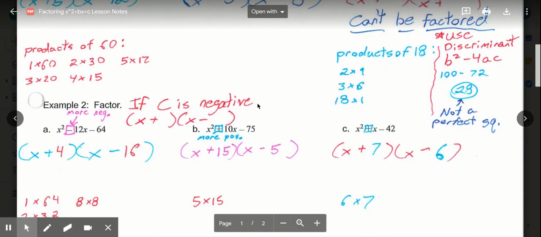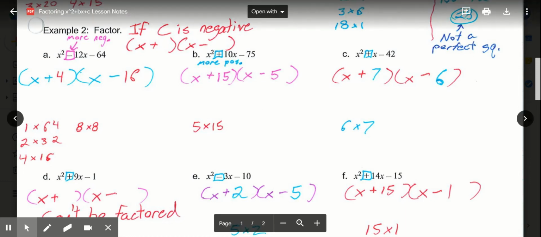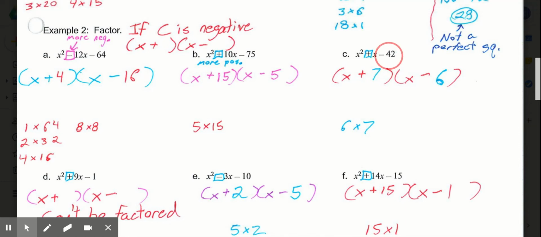Now in example 2, we're going to look at what happens if our final value is a negative. So if c at the end is a negative, so x squared, then it's minus 12x minus 64. So if at the end it's subtraction or negative, our setup is always going to be an x plus something and an x minus something. So in this case, x plus, x minus for these examples that end with c being a negative.